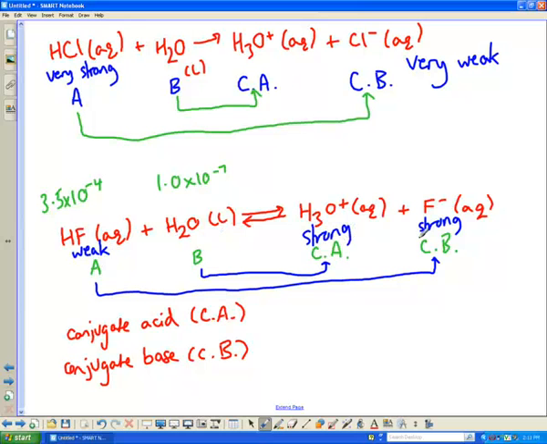And F minus is a strong base compared to the H2O, which is very weak. Notice that both the weaks end up on the same side and the strongs end up on the same side, and this is pretty much always going to be the case. You're always going to have both your strongest base and your strongest acid on the same side, and then the weakest acid and weakest base on the same side as well. So in this case, where would the equilibrium be favoured? It would be favoured on the reactant side.